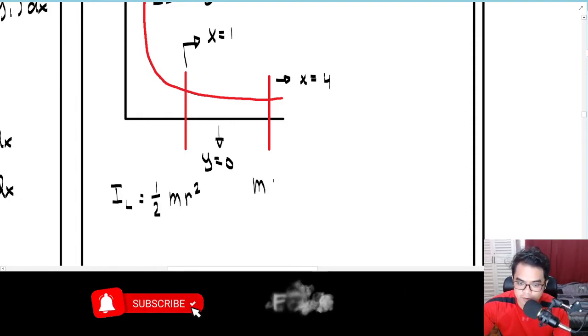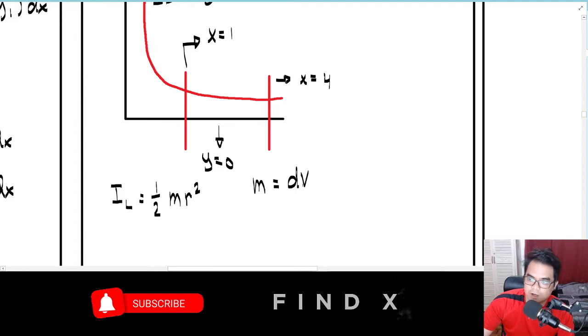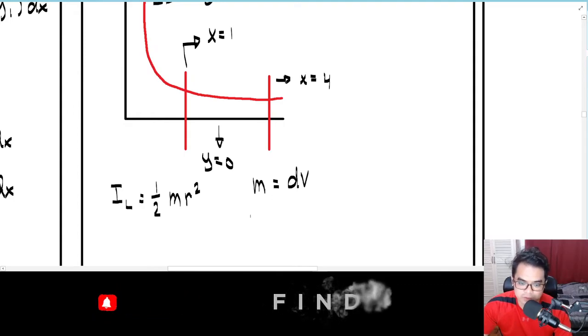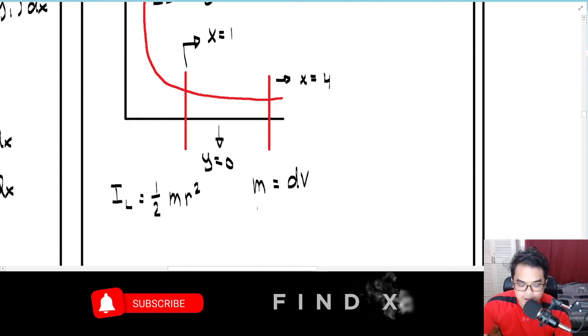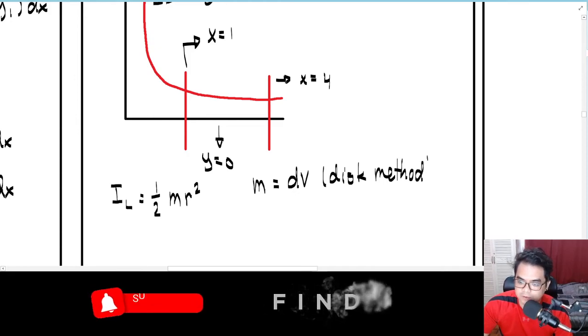Your m here is usually your dV. Okay, so you can get dV, just a volume. So you can use this method, cylindrical shell, or the washer method. Okay? Either. So in this case, we'll be using this method. So this method, which is the first one and the easiest one.